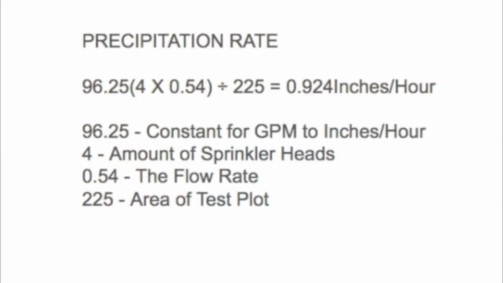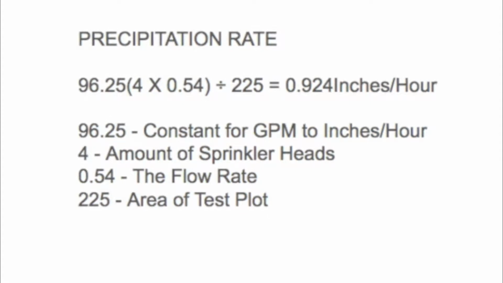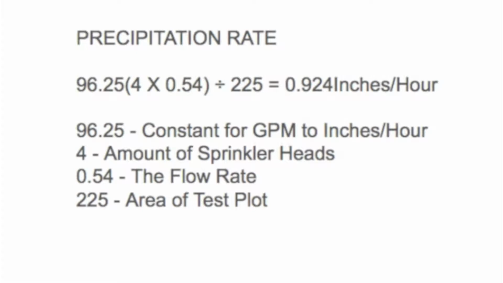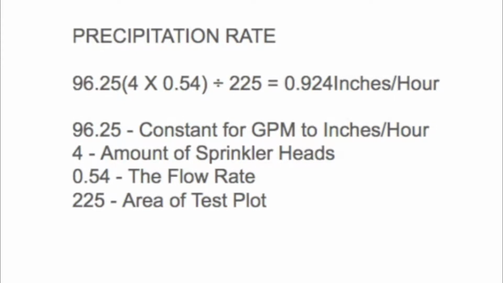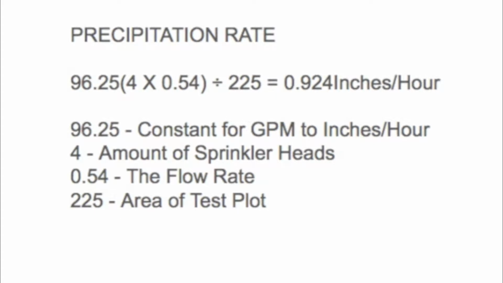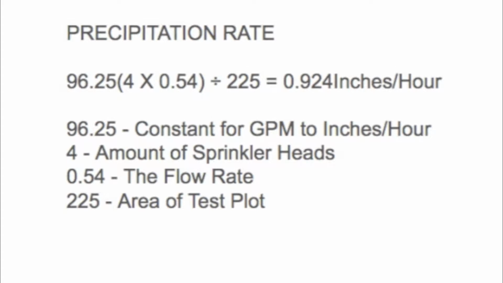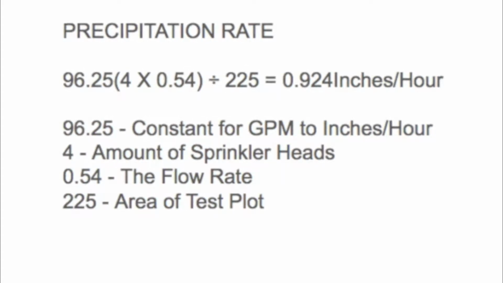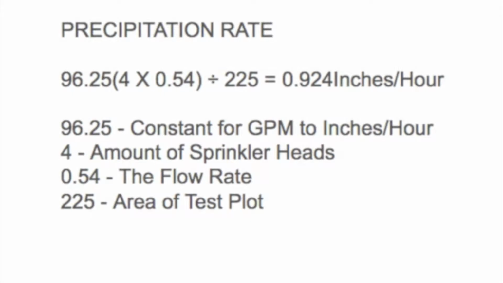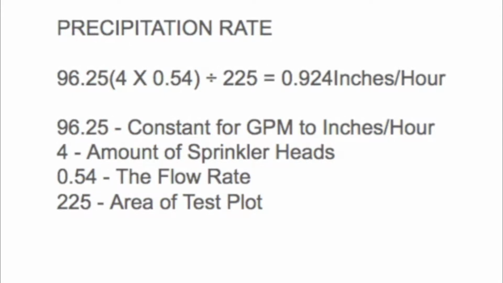In order to calculate the precipitation rate, you use the constant for gallons per minute, which converts to inches per hour, which is 96.25. Then the number of sprinklers we were testing was 4, and 0.54 is the flow rate of the sprinklers. And the area of the test plot is 225. So after doing this equation, it equals 0.924 inches an hour.